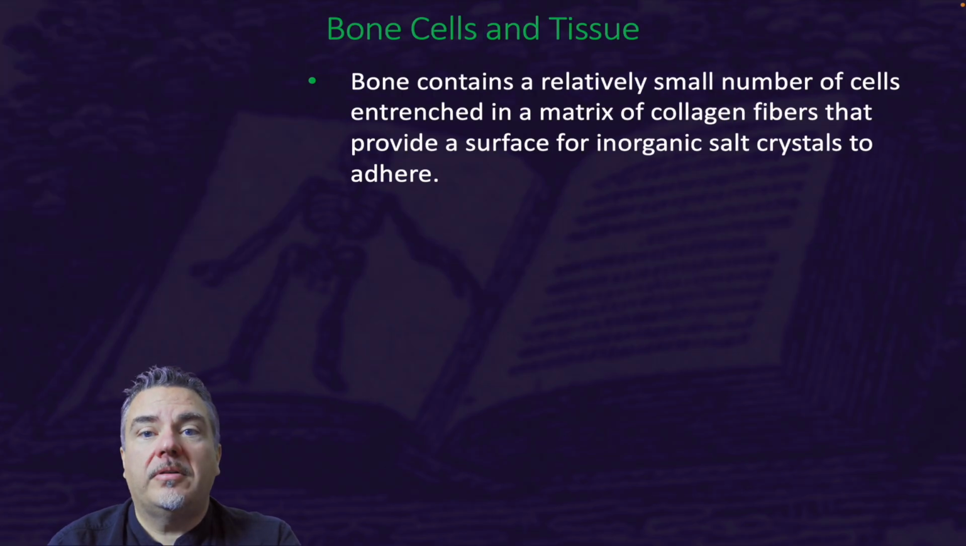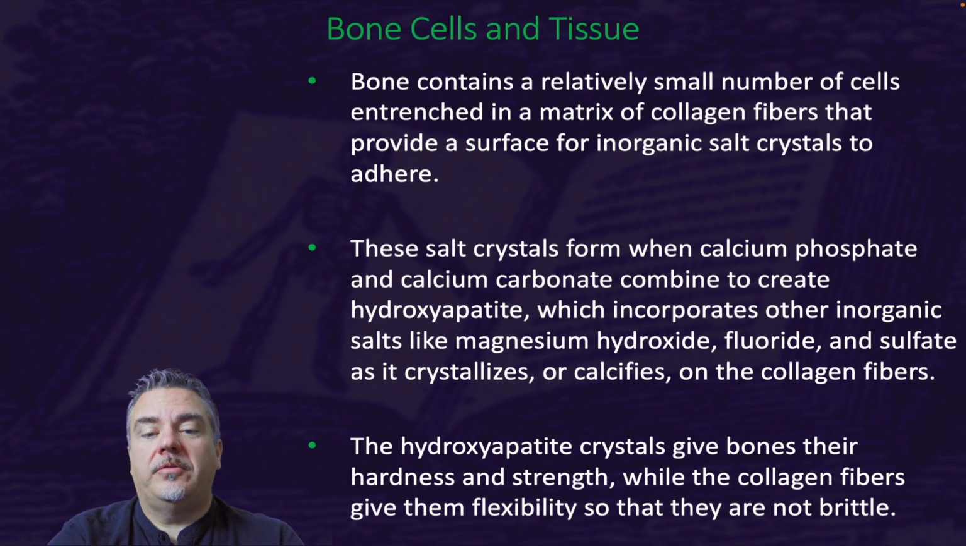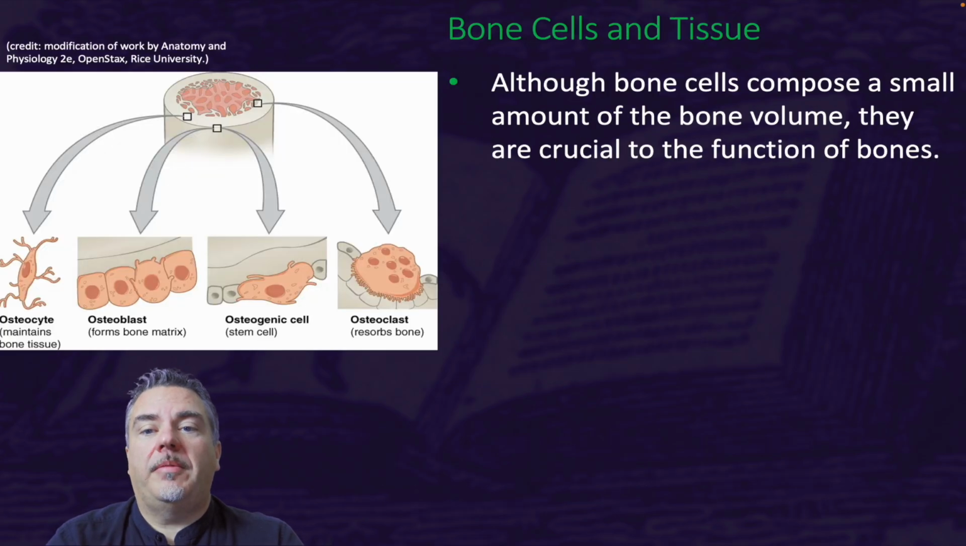Bone contains a relatively small number of cells entrenched in a matrix of collagen fibers that provide a surface for inorganic salt crystals to adhere. These salt crystals form when calcium phosphate and calcium carbonate combine to create hydroxyapatite, which incorporates other inorganic salts like magnesium hydroxide, fluoride, and sulfate as it crystallizes and calcifies on the collagen fibers. The hydroxyapatite crystals give bones their hardness and strength, while the collagen fibers give them flexibility so they are not brittle. Although bone cells compose a small amount of the bone volume, they are crucial to the function of bones.